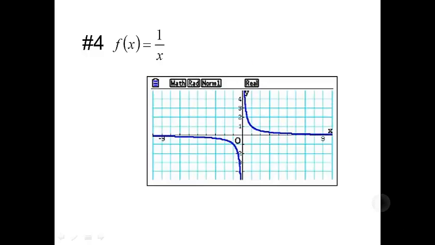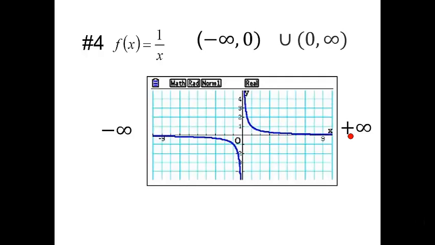Let's try another example here. Number 4, f of x is 1 over x. So the domain will be from negative infinity. See if you can figure this one out. It's going to have to jump over the 0 and continue going. So that will be from negative infinity to 0, from 0 to positive infinity.